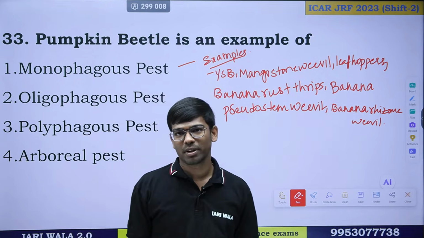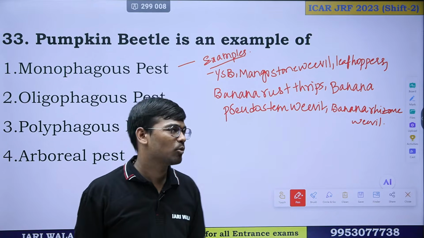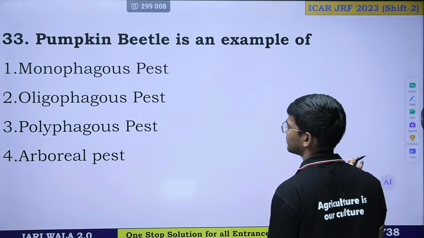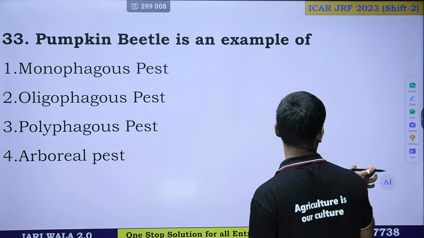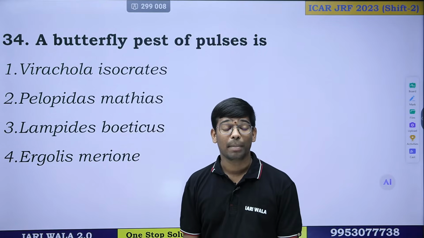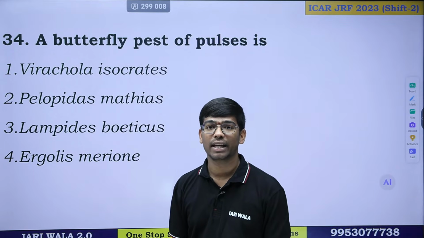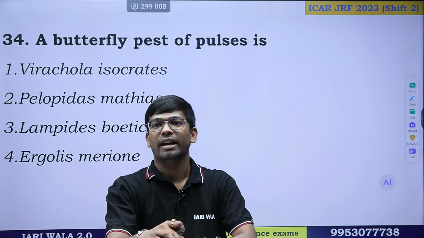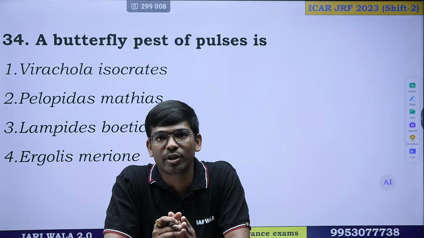And polyphagous pests, you know, Helicoverpa, Spodoptera, cutworms and all those will come. Termites. And we have missed one thing, that is brinjal lacewing bug. Good.